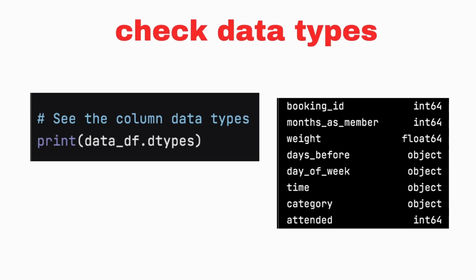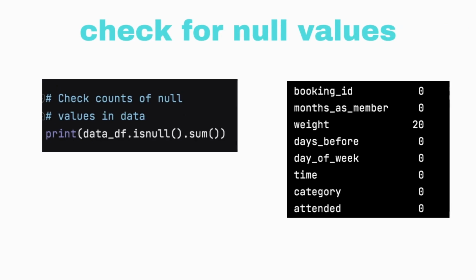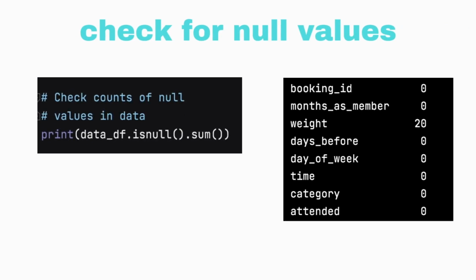I also checked whether there were any null values in the dataset using isnull. Here you can see the weight variable on the right hand side, booking ID, months as member; these are all variables in the dataset. And you can see that the weight variable had 20 instances where the weight was null.